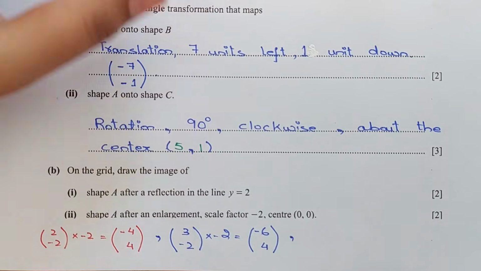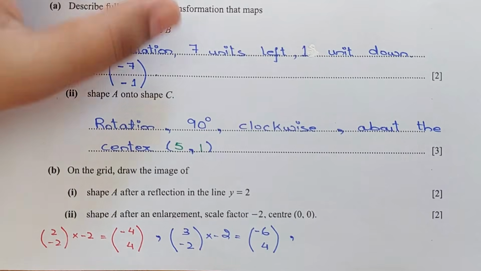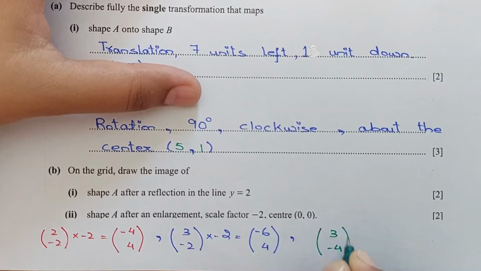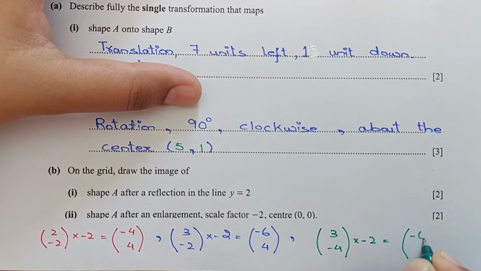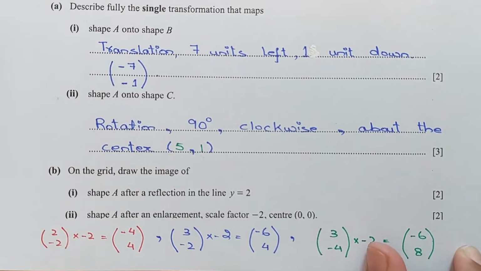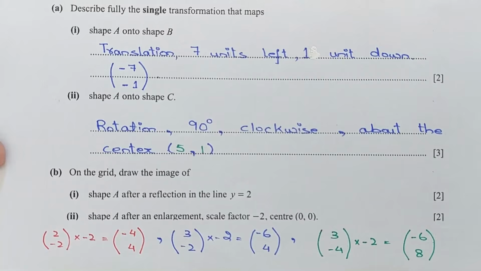Negative times negative makes positive. Now the third one is 3 minus 4. So 3 minus 4 is going to multiply with -2, the scale factor. So 3 times 2 minus 6, 4 times 2 is going to be 8. So these are the new points: minus 4 4, minus 6 4, minus 6 and 8, right? From the center, these are the new distances.